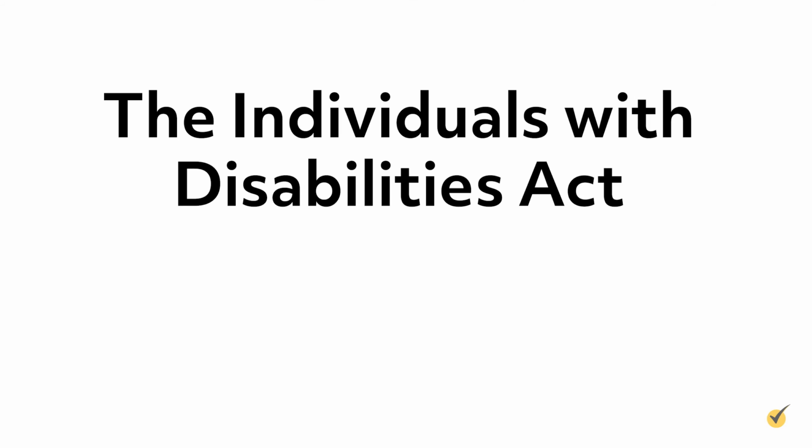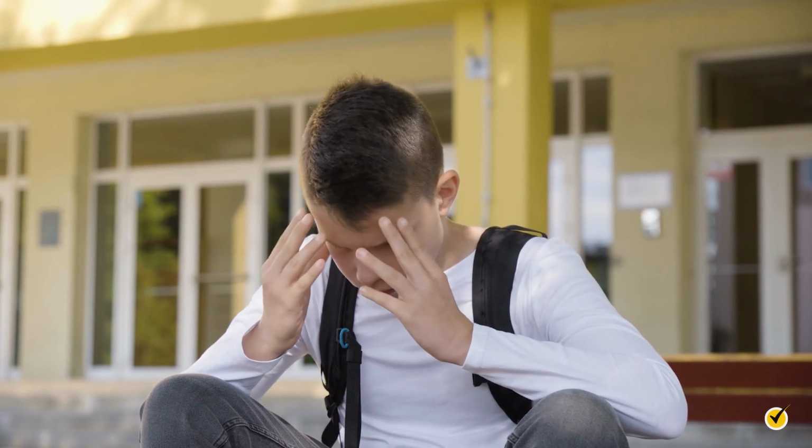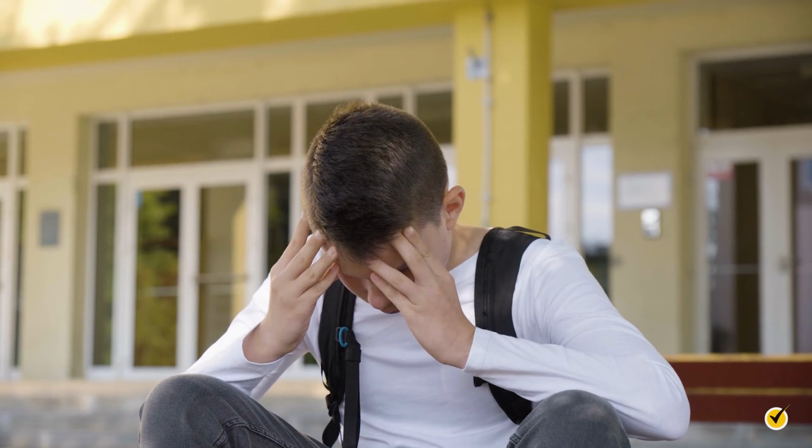The Individuals with Disabilities Education Act, commonly known as IDEA, guarantees free and appropriate public education to all children with disabilities in the United States. For a student with a learning disability in a public school, an IEP is the most effective method to help students achieve this. In this video, we'll explore what an IEP is, how it is created, what its contents are, and how it can be implemented. Let's get started.